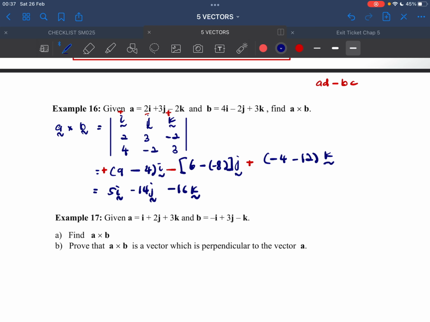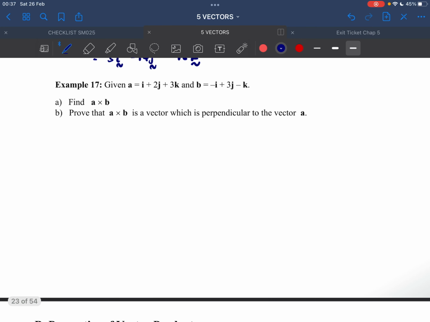So as easy as that. Just the same method to find the determinant. That is how you find your cross product. So now let's see example 17. Given A and B, find A cross B. So let's do it one more time. We have A cross B.